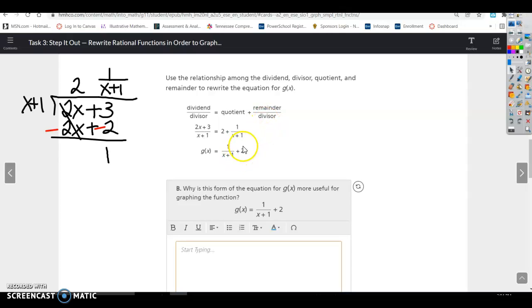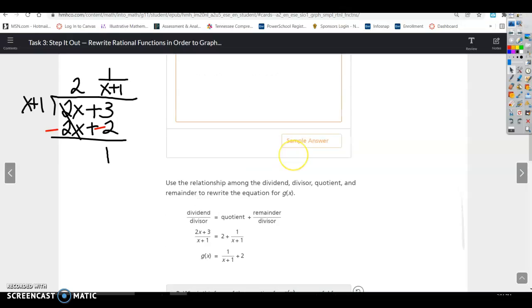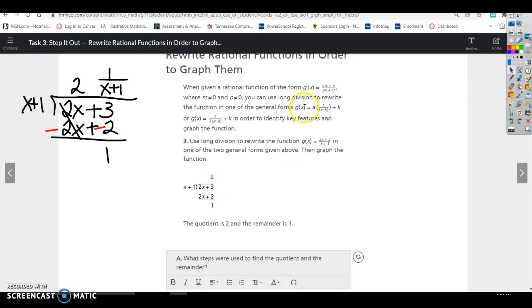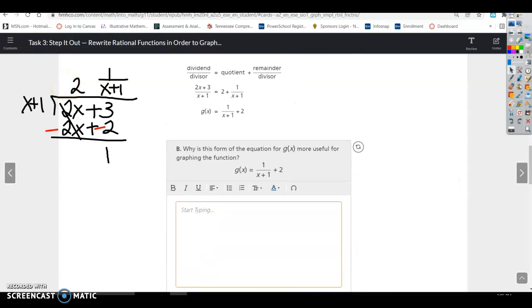Now, we're going to put the 2 on the end just because it fits in that general form of g of x. We want it to be in one of these two forms, and since there's no b here, we're going to put it in this form right here. That means k, the constant term, has to be on the end. That's why we move the 2 to the other end. So g of x equals 1 over x plus 1 plus 2. That's just using the commutative property to put the 2 on the other side.